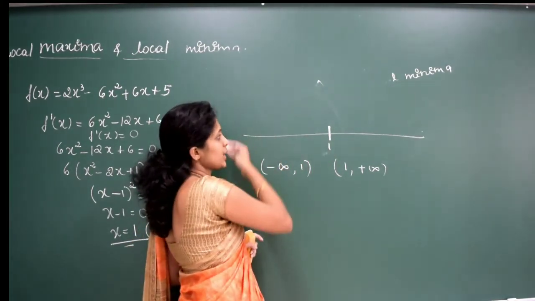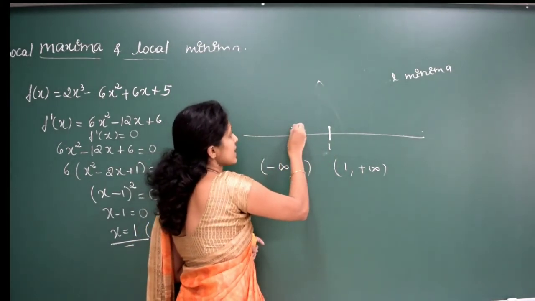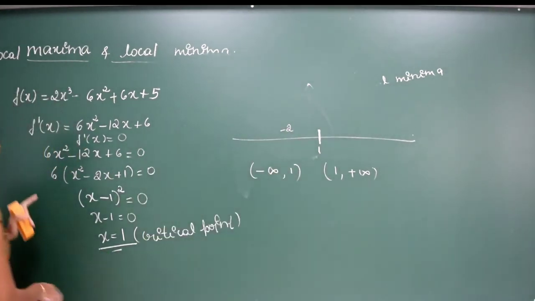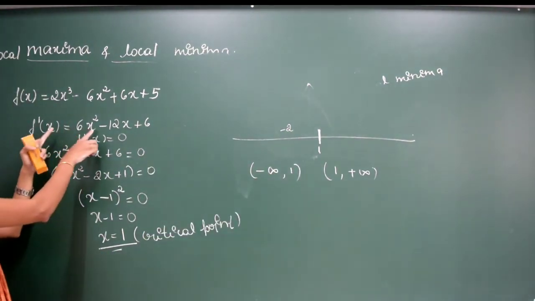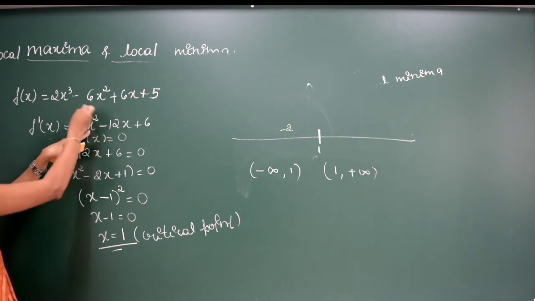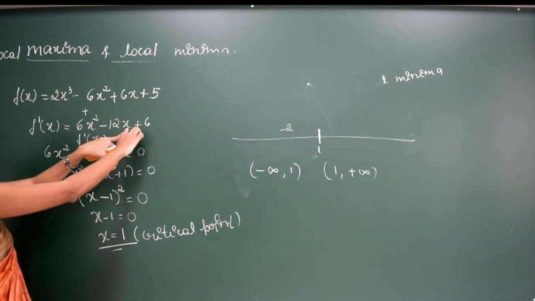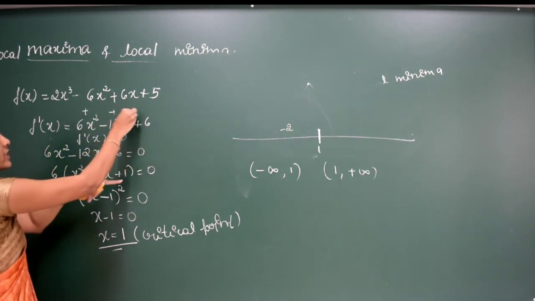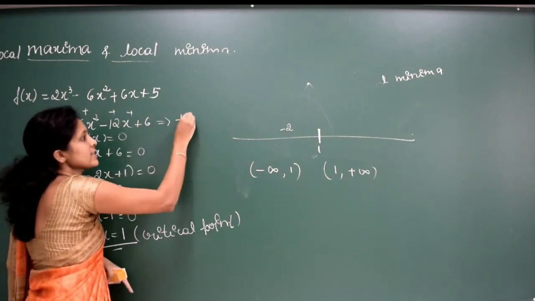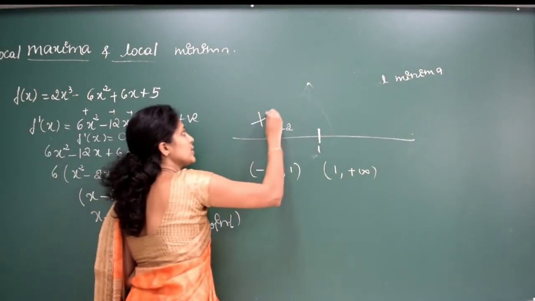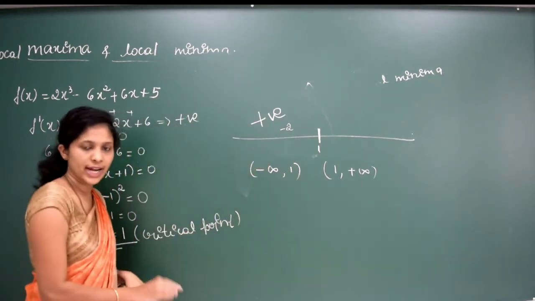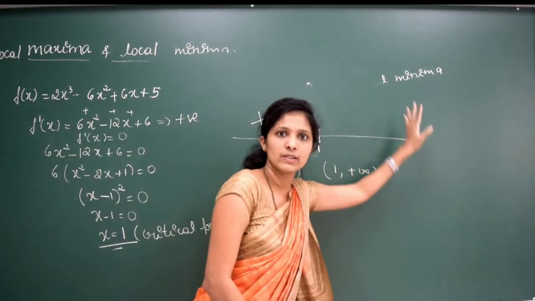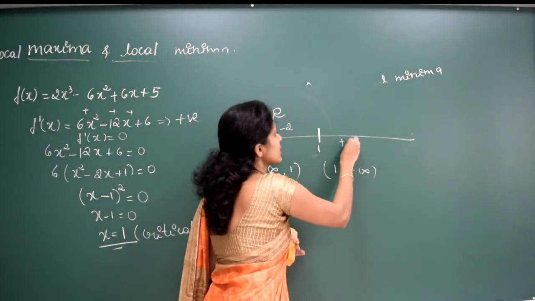So here all the negative values are there. We will consider this as minus 2. Now f dash of x, if I substitute minus 2, here this will be positive. Minus into minus will be plus. Anyway this is also plus. So we will get a plus, right? Consider any negative value, this will be positive. Now consider any positive value. Let us consider plus 2 itself.